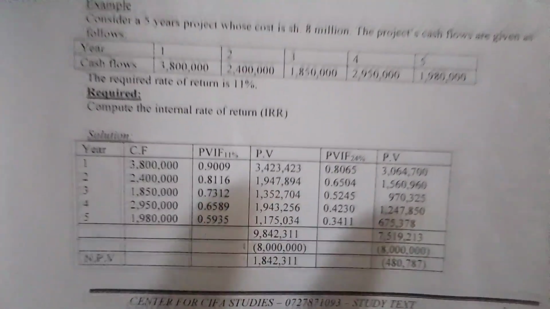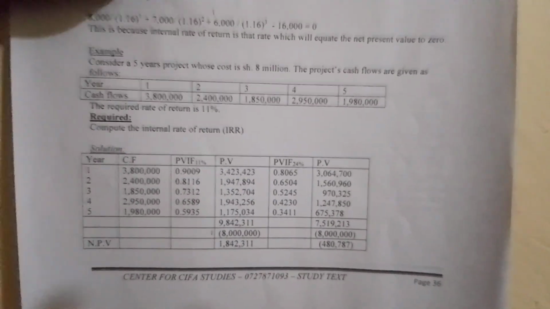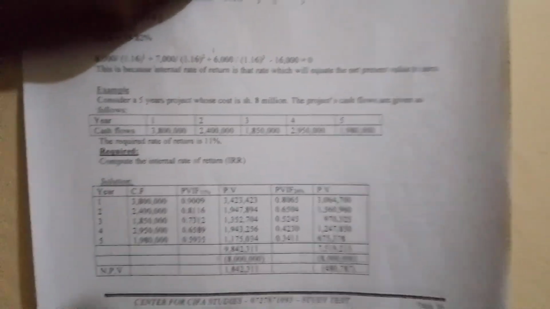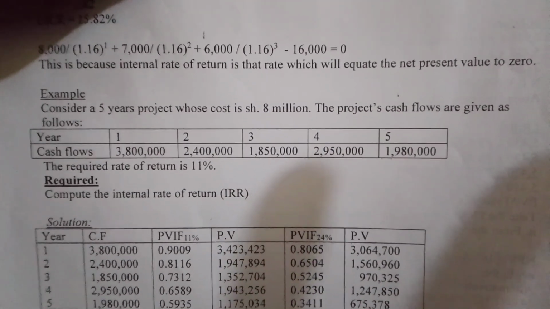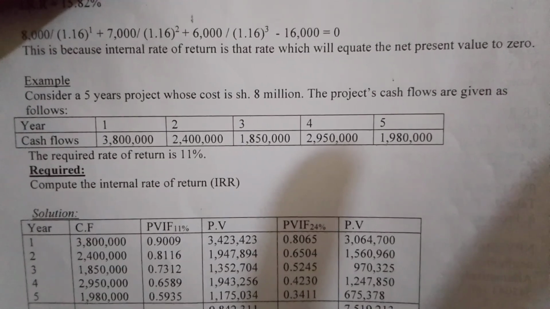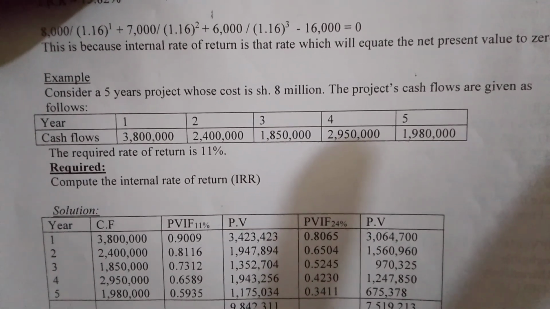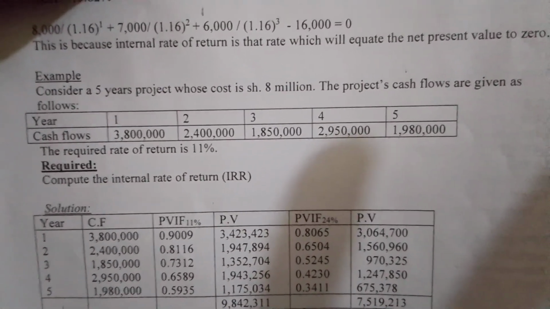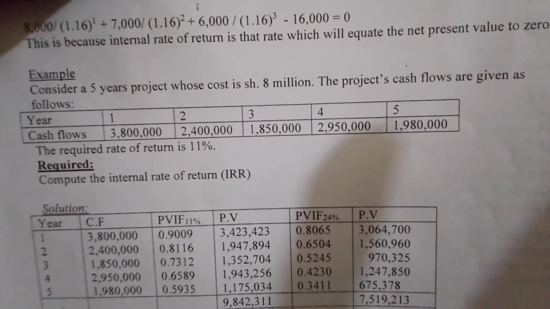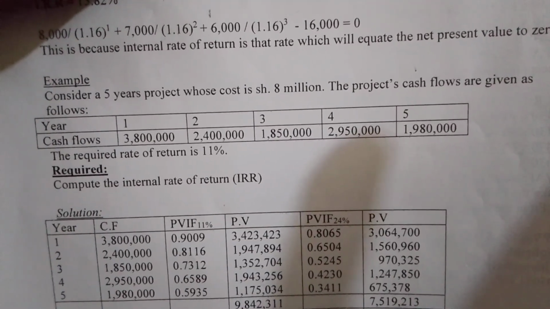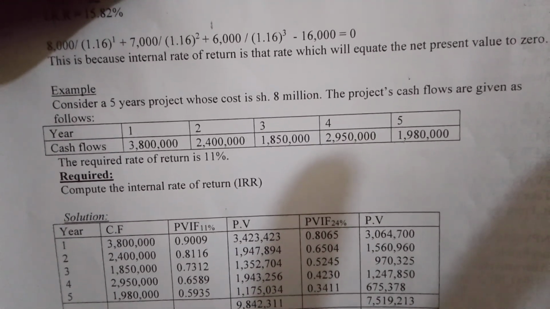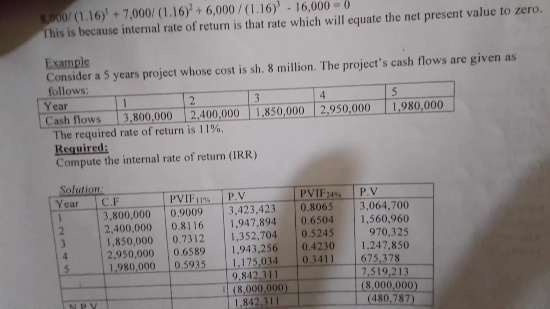Lastly, this is your assignment, but you still have some answers there. You can work out on that. Consider a 5 years project whose cost is shillings 8 million. The project's cash flows are given as follows. Here, 1, 2, 3, 4, 5. The cash flows are there: 3.8, 2.4, 1,850,000, 2,950,000, 1,980,000. The required rate of return is 11%.